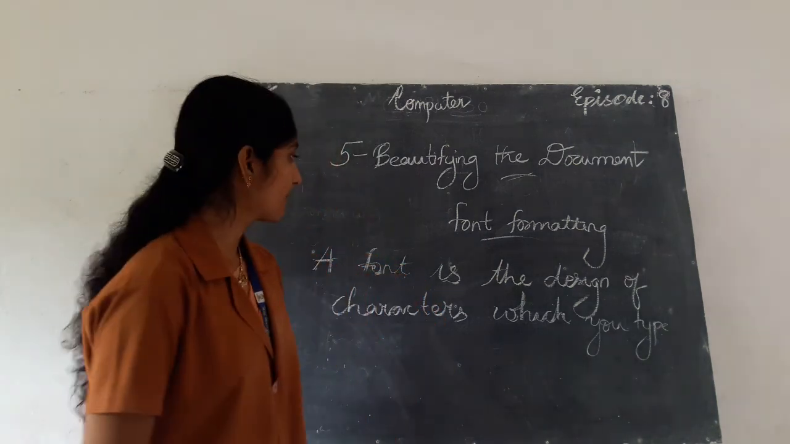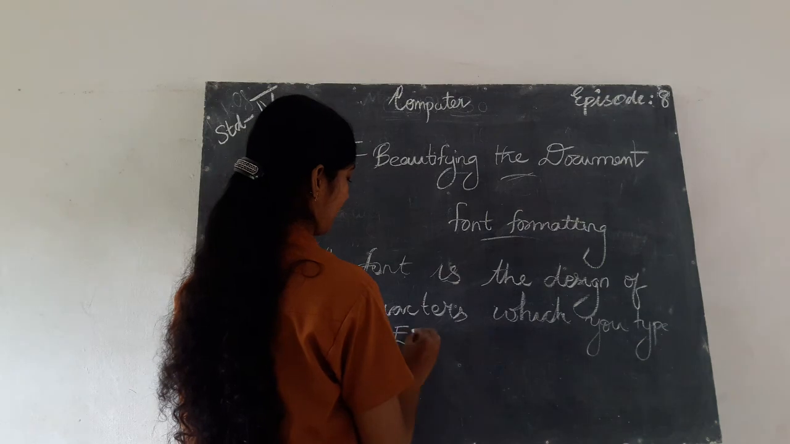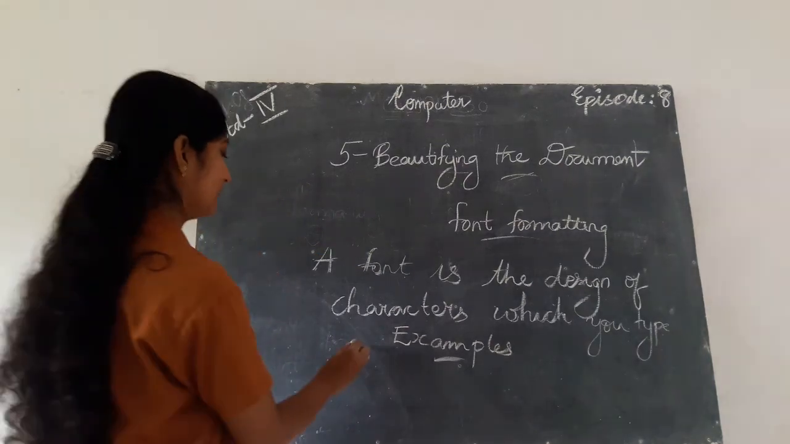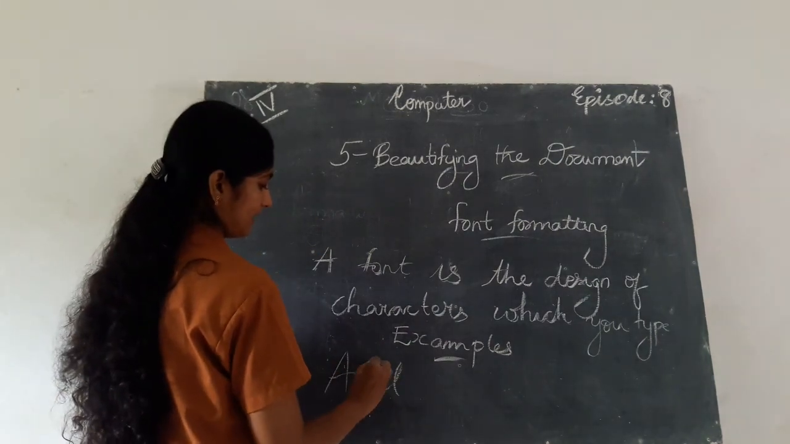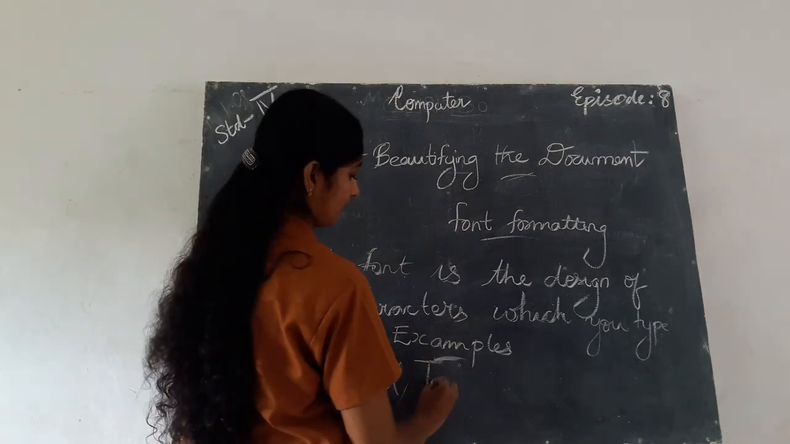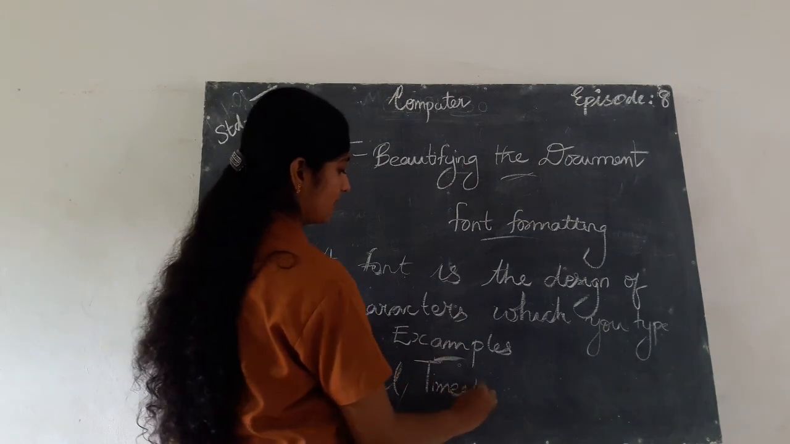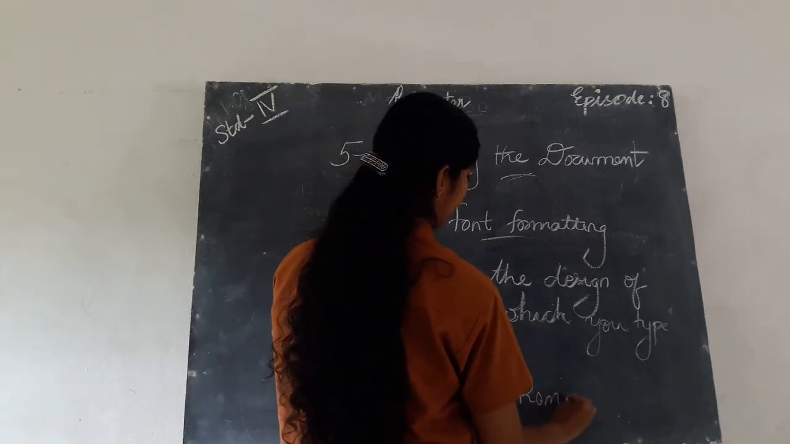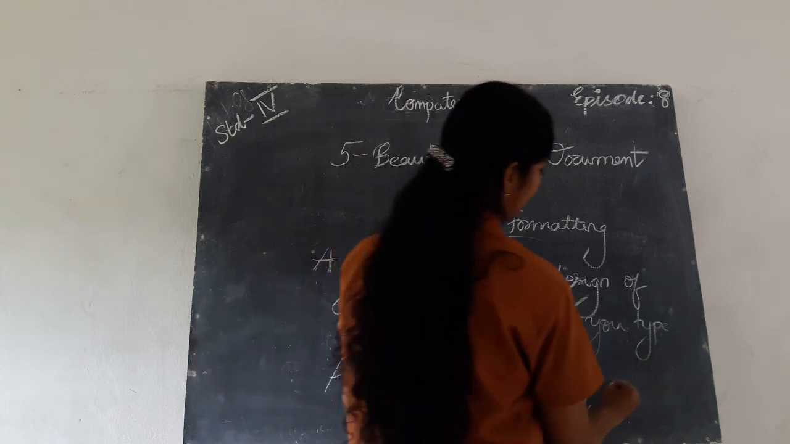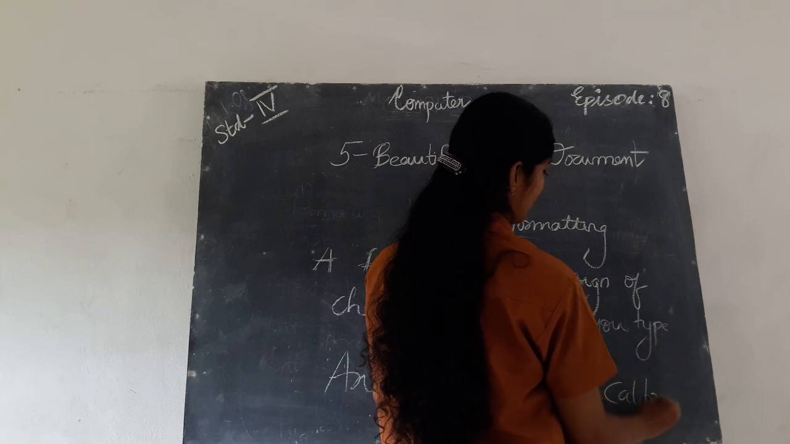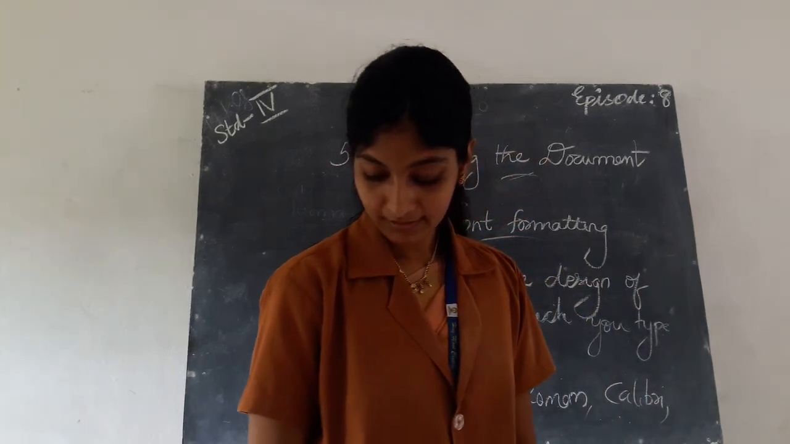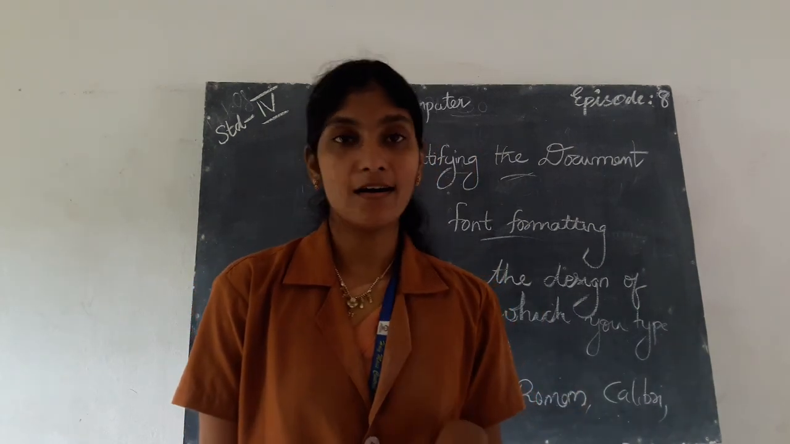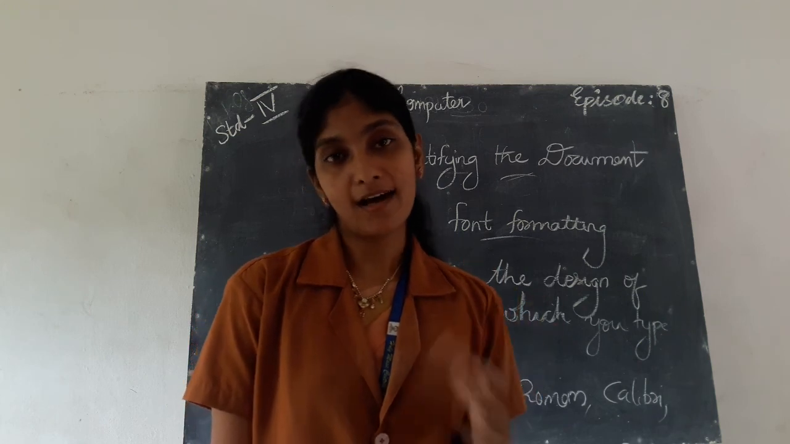So, examples of fonts: Arial, then Times New Roman, then Calibri, then Book Antiqua, Algerian, etc. There are thousands of fonts available.